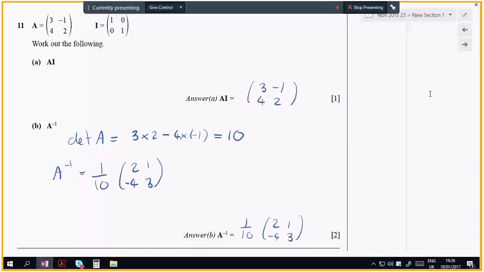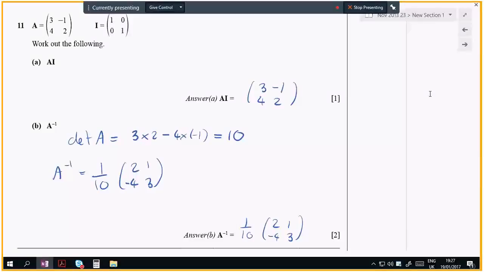You compute the determinant, 3 times 2 minus 4 times negative 1, which is 10. And then the inverse is 1 over det A. And then you swap the 2 and the 3 around and you change the sign on the minus 1 and the 4. And then you multiply that by 1 over the determinant.